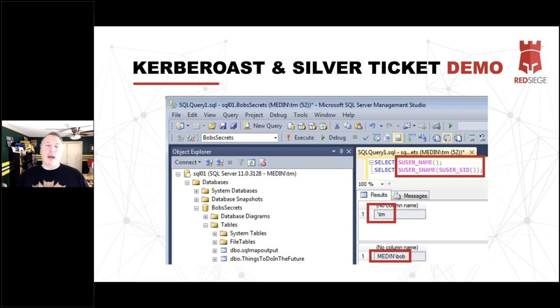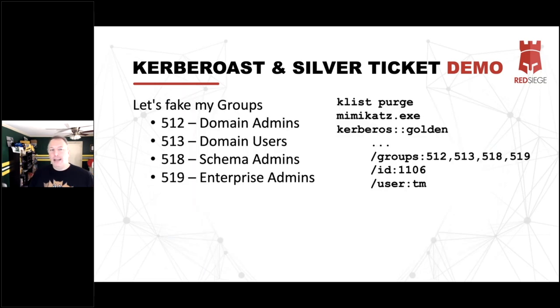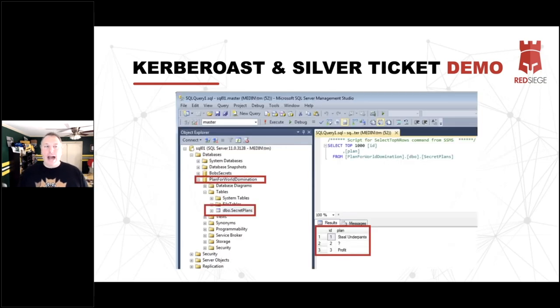Cool, right? And we can take another step further. Let's add some additional groups. I've got my groups here, and I'm going to add a couple of groups. I'm going to add, I don't know, everything that has the word admins in it: domain admins, enterprise admins, schema admins, whatever. Now I generate this ticket, and now I can access the plans for world domination. I can now see these because I now have access as domain admin. Realistically, the domain admin is going to have access to, frankly, everything.